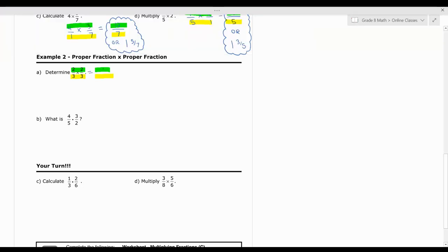So 2 times 2 is 4, 3 times 3 is 9. So I'm going to check 4 and 9. This is even, this is odd. Nothing divides evenly into them, so this would actually be my final answer.